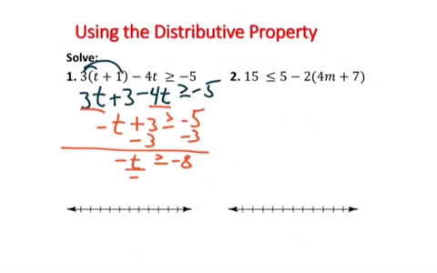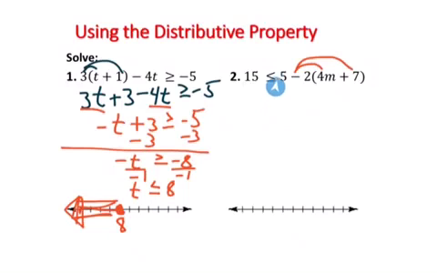Dividing by the negative, t is, we have to flip, less than or equal to 8. And we flip it because we divided by the negative. So we'll have 8 on the number line, a closed circle, and we're shading less than 8, so to the left.